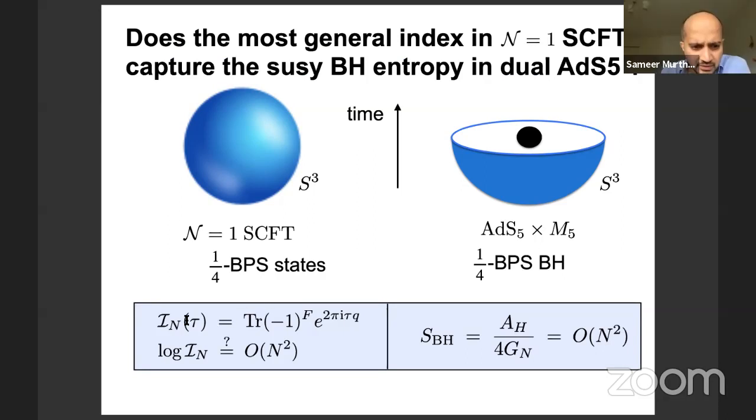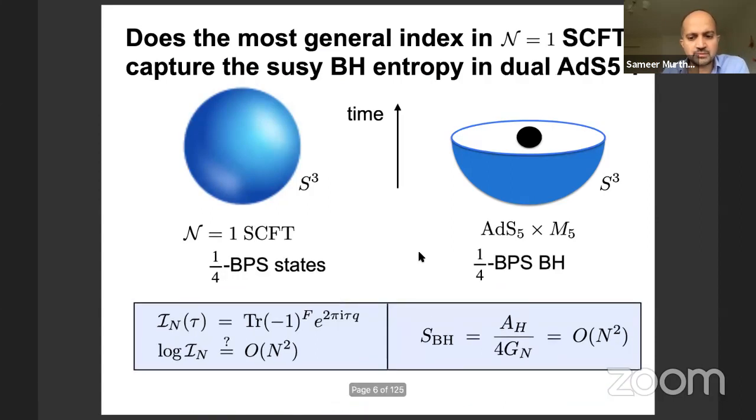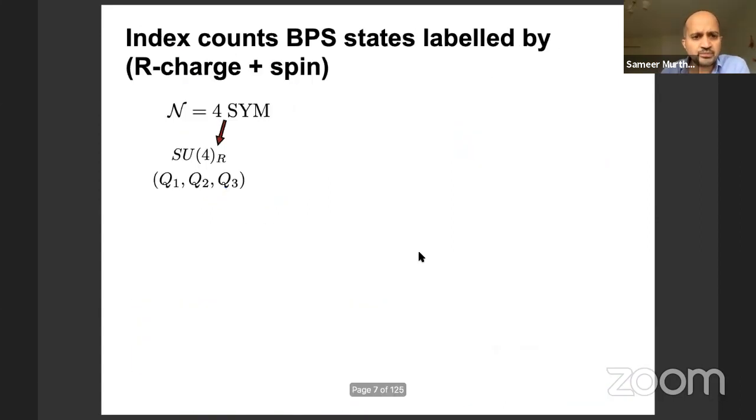Okay, so for now, if this is confusing, think about this as the most general index which captures 1/16 BPS states. That was one of the slogans of this paper, that the thing they write down is the most general index that captures 1/16 BPS states in N equals 4 super-Yang-Mills. So that's a good way to characterize it. All right, so let me tell you what this index is, to answer Abhiram's question.